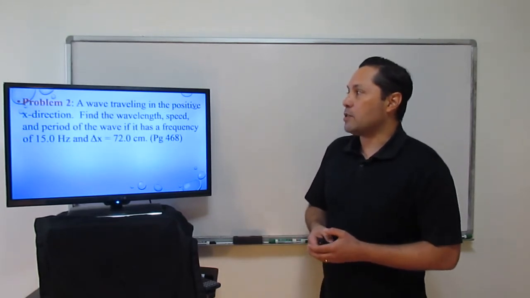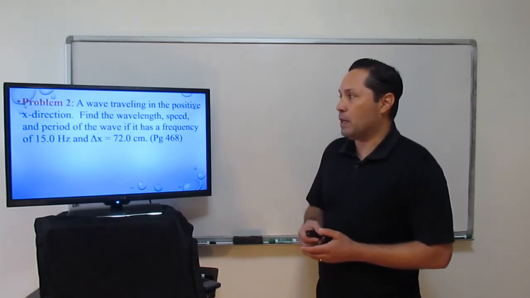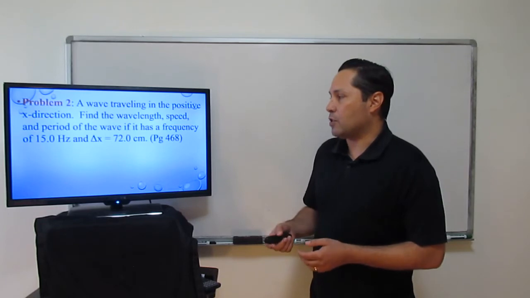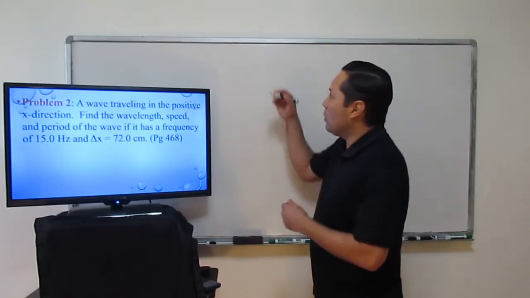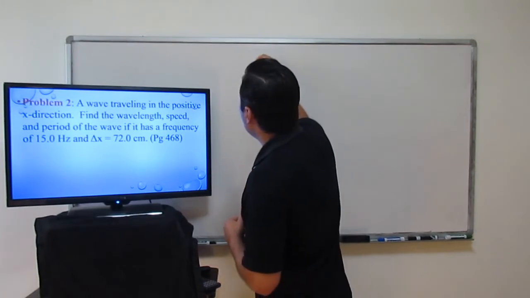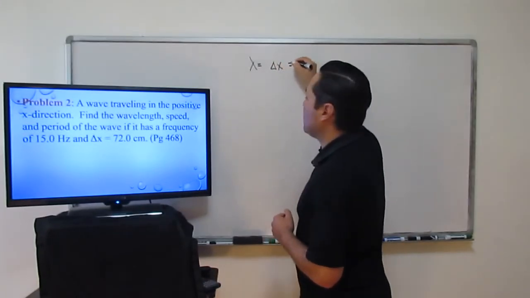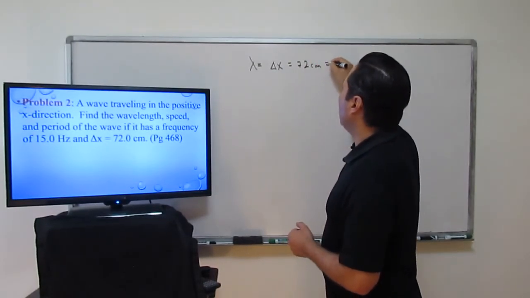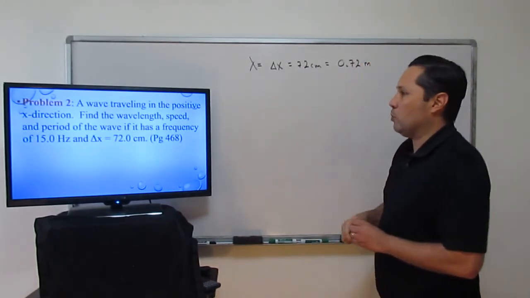In problem 2, we're asked, a wave traveling in the positive x direction, find the wavelength, speed, and period of the wave if it has a frequency of 15 hertz, and delta x, which is the distance between the two crests, is 72 centimeters. So we know that the wavelength is going to be the same as delta x, the distance between the two crests, which is 72 centimeters, but we normally want those in meters, so divided by 100, so it's 0.72 meters.